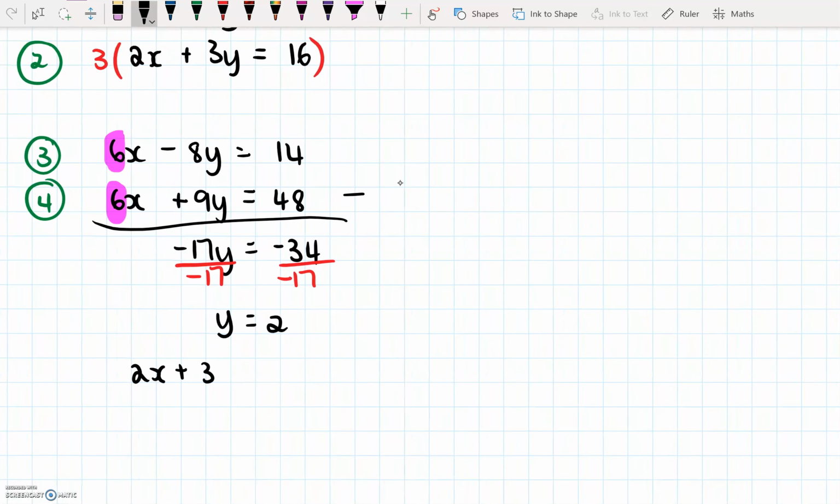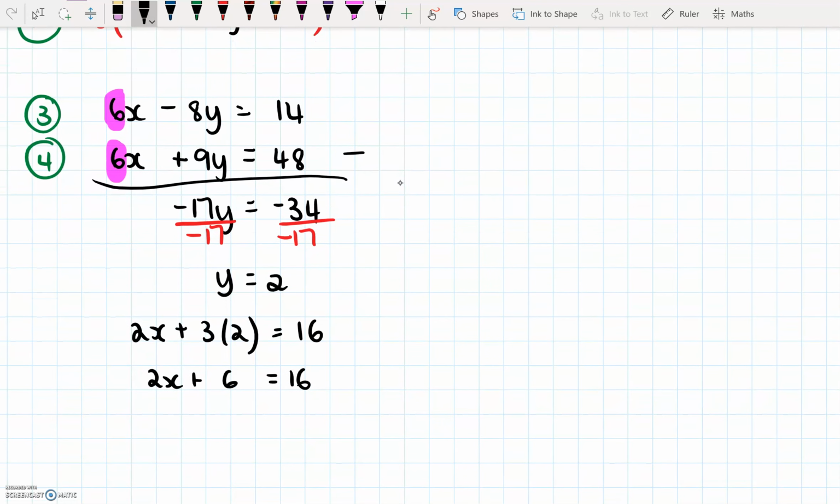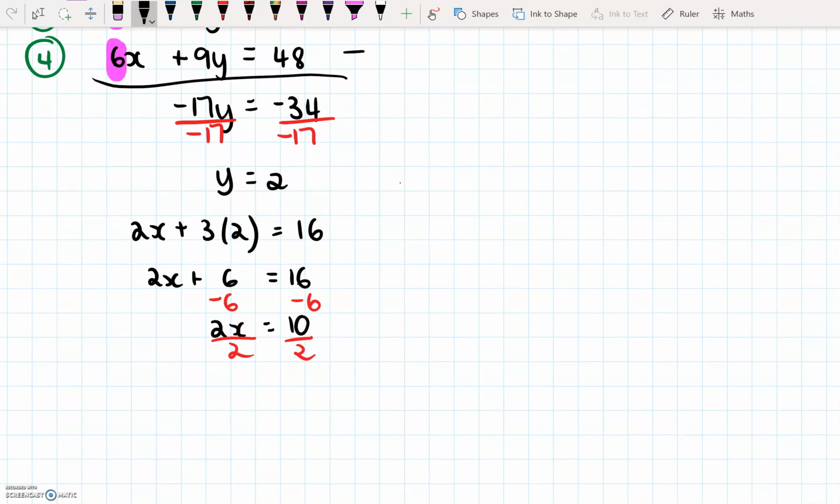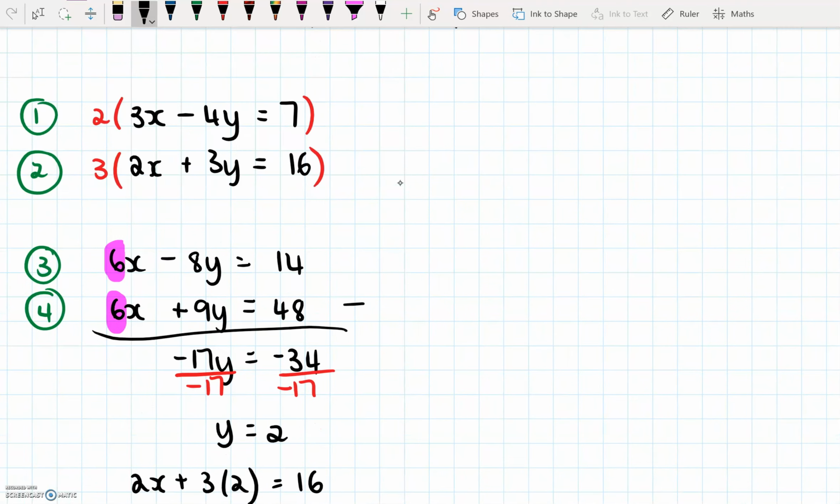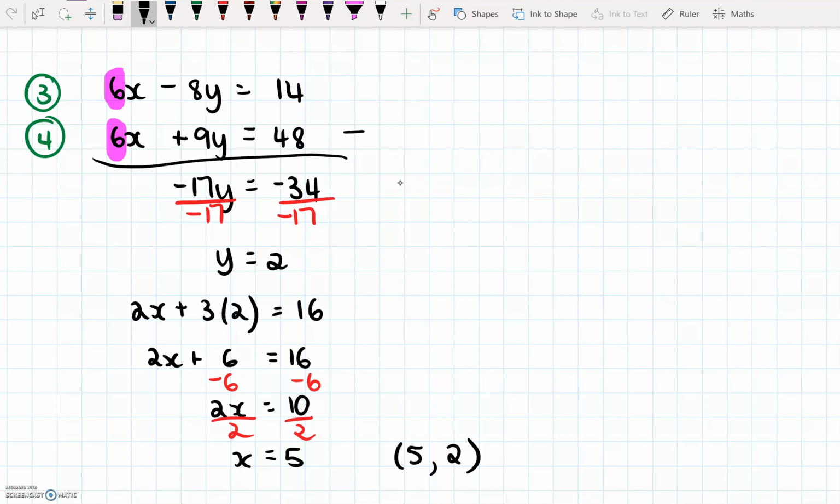So we have 2x plus 3 times 2 equals 16. So 2x plus 6 equals 16. We're going to minus 6 from both sides, so we get 2x is equal to 10. And then when we divide by 2 on both sides, we get x is equal to 5. So our ordered pair here is going to be 5, 2, and that is the solution to this set of simultaneous equations or systems of equations.